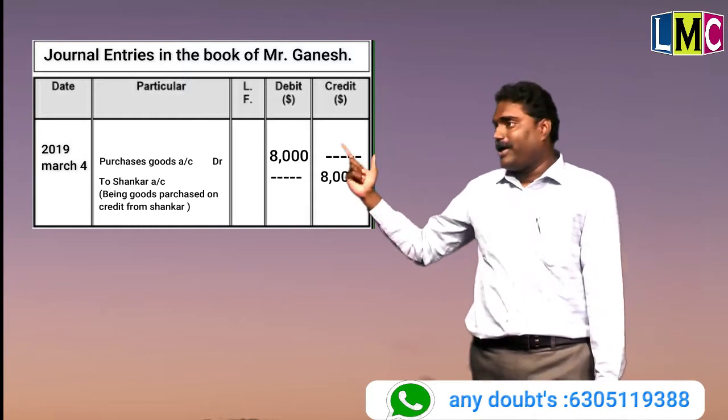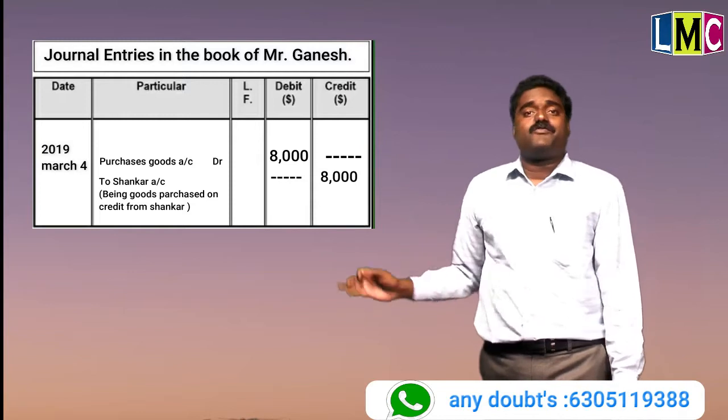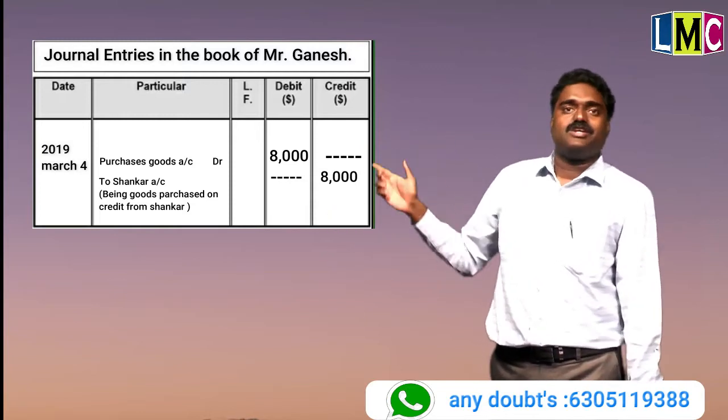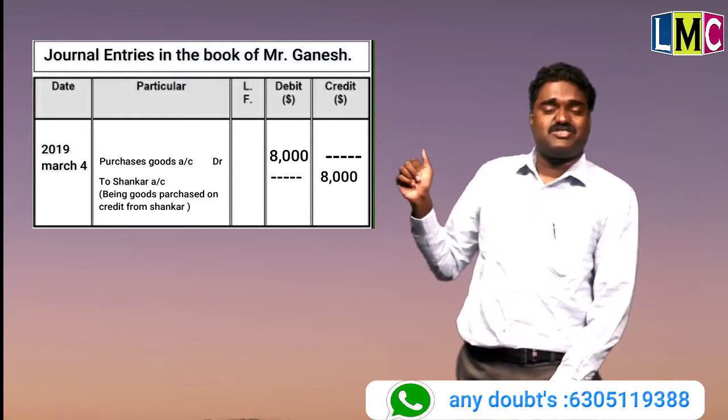Note that and write the narration. What will be the narration? Being purchased goods on credit. And close it. So what will be the next transaction?